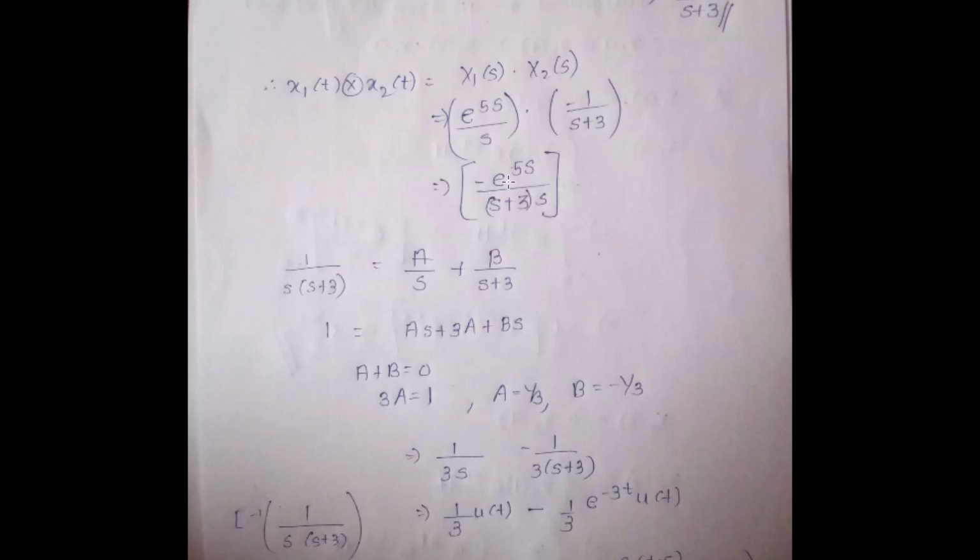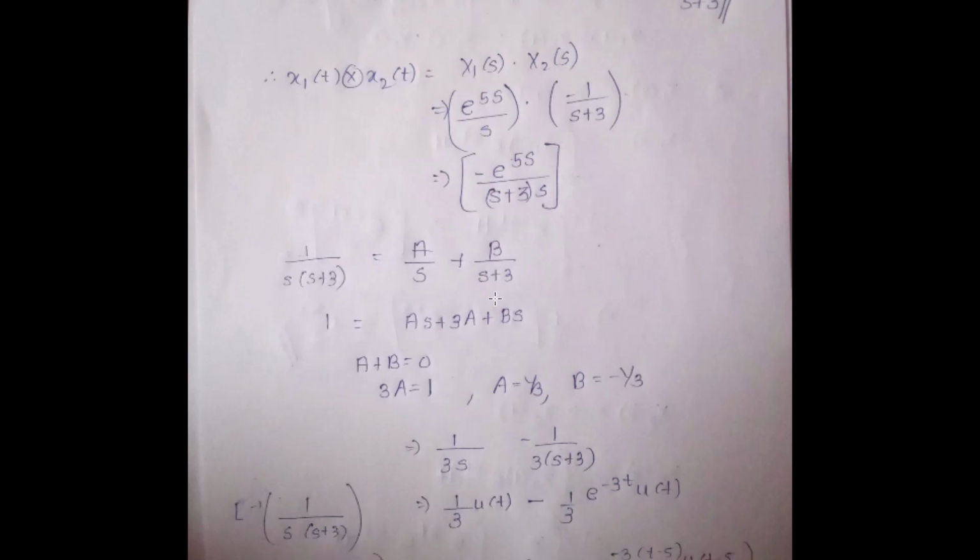So what we are going to do is, let the numerator be hidden for now. We are just going to do the partial fraction of 1 upon s into s plus 3, which is given as a upon s plus b upon s plus 3, and finally you will have the Laplace inverse of this value given as 1 by 3 times 1 by s, which is u of t, and 1 by s plus 3, which is minus 1 by 3 e raised to minus 3t u of t.